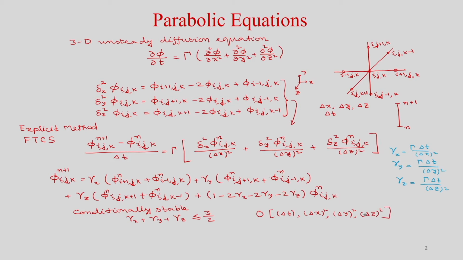Now similarly, let us use BTCS, backward time central space, for this 3-dimensional unsteady diffusion equation. So, what you will get? It is an implicit method. So, we are using BTCS. Our governing equation is del phi by del t equal to gamma times del 2 phi by del x square plus del 2 phi by del y square plus del 2 phi by del z square.